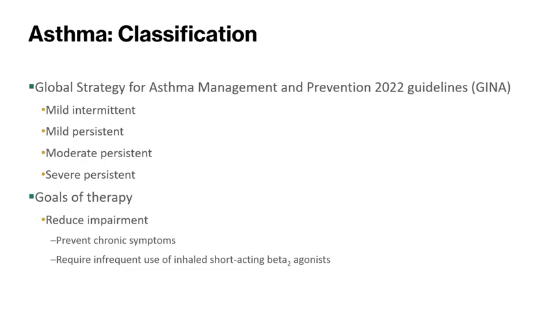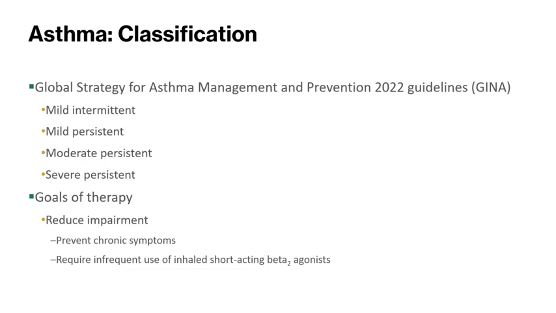The Global Strategy for Asthma Management and Prevention, GINA, guidelines are for mild intermittent, mild persistent, moderate persistent, and severe persistent. That is how asthma is classed. So the 4 classifications according to GINA are mild intermittent, mild persistent, moderate persistent, and severe persistent.